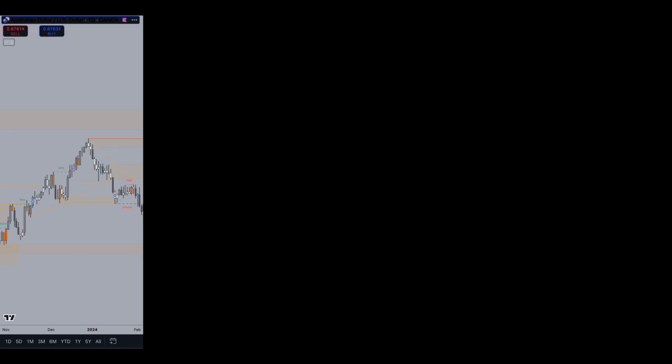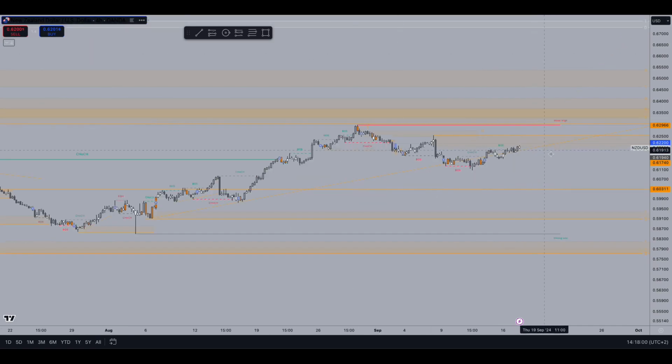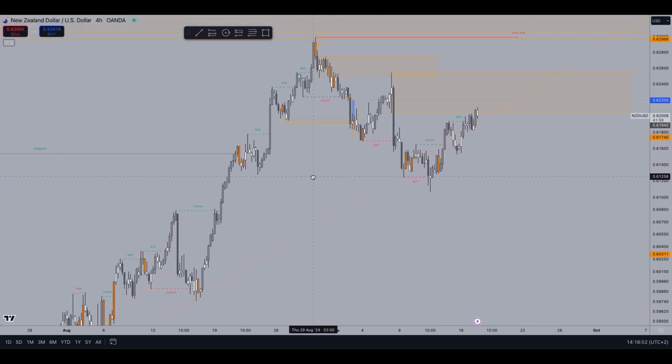Now, let's go over to the NZDUSD real quick. What we see is the price was on this daily trend line in there. Now, on the 4-hour, what we see is that we have this supply, basically this daily supply.